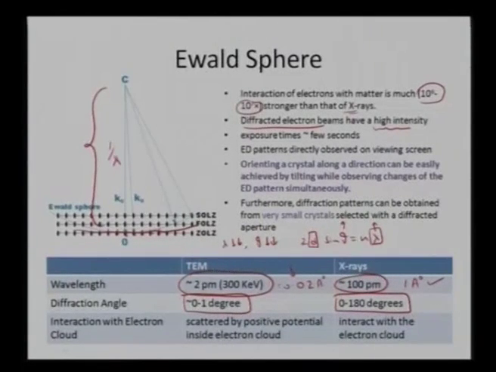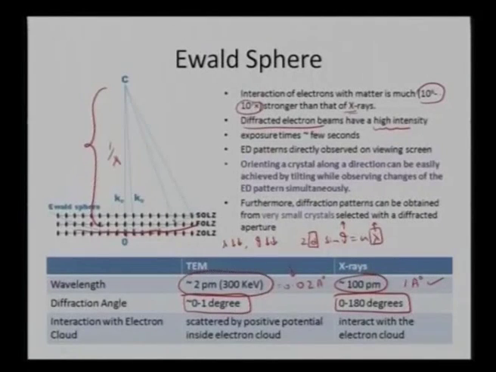So my beam has to be approximately parallel, because it is only 0 to 1 degree. My beam can be parallel to the particular oriented crystal, and it has to be within 0 to 1 degree, and that will give me a particular diffraction pattern. And one more thing is that since the intensities are very strong, because electrons interact very strongly with matter, 10 to the power 6 to 10 to the power 7 times stronger, my exposure times automatically reduce to only a few seconds.